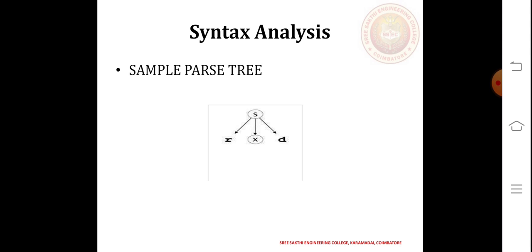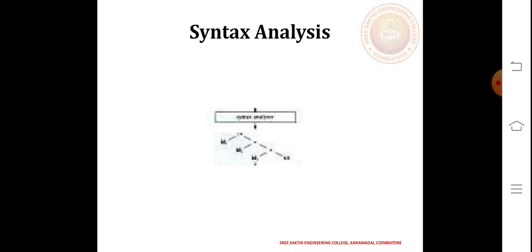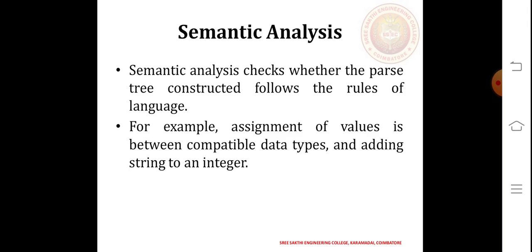So S will be the root node, R will be the left child, X is taken in the center, and D is the right child. So this is a sample tree, and for the given example, that is id1 equal to id2 plus id3 into 60, this is how a tree structure will be converted in the syntax analysis phase. Next, this output will be taken and given as an input to the semantic analysis phase.